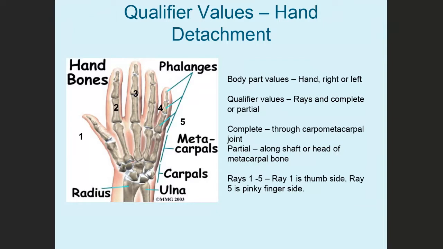So let's start with hand. So the body part values are just hand, right, or left. The qualifier values are both rays and whether it's complete or partial. Complete is through the carpometacarpal bones. Partial is along the shaft or head of the metacarpal, so that would only be partial. The rays are which finger it is. You start on the thumb side, which is 1, and then you have 2, 3, 4, and 5, with the pinky finger. So it's which side of the hand you have.